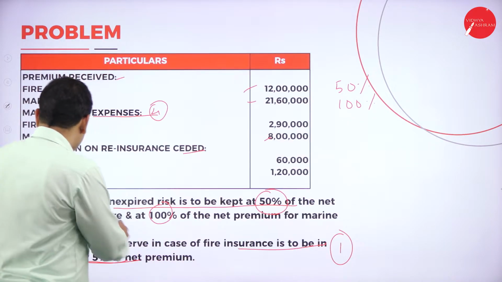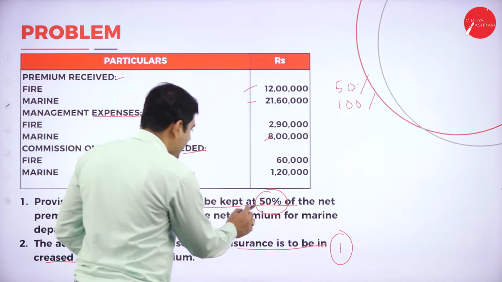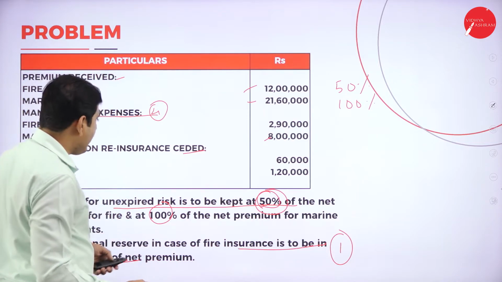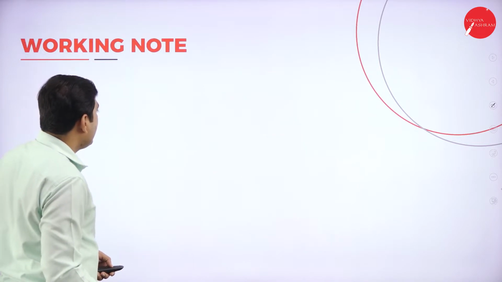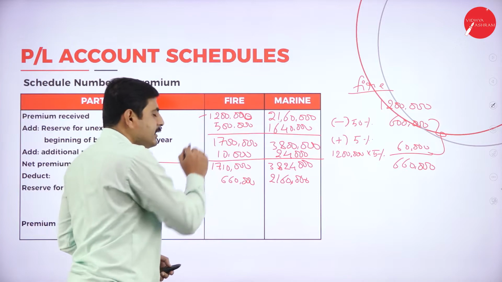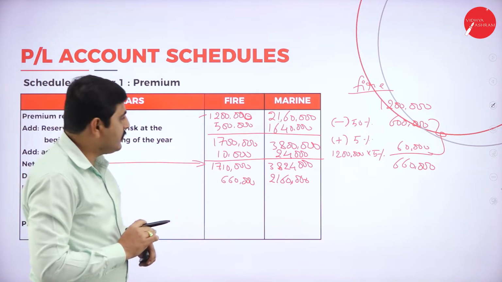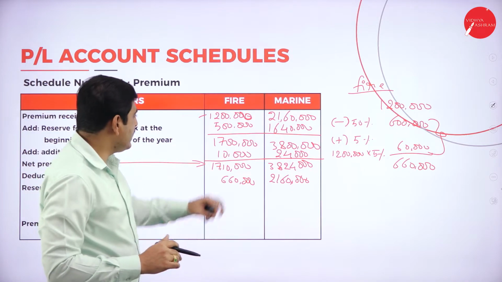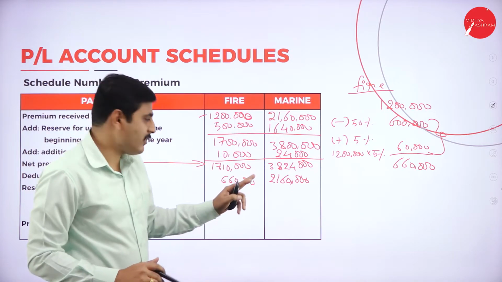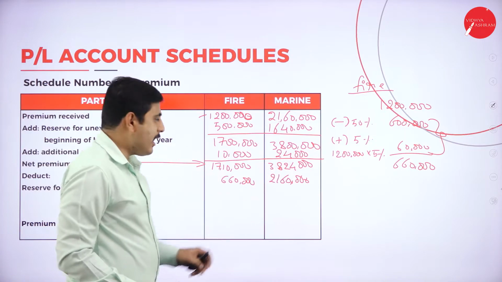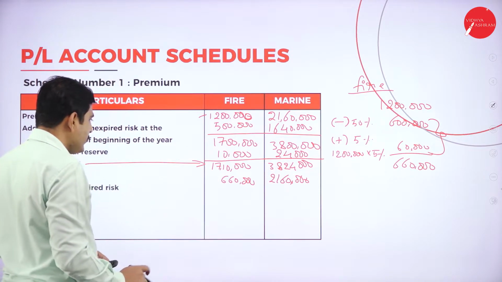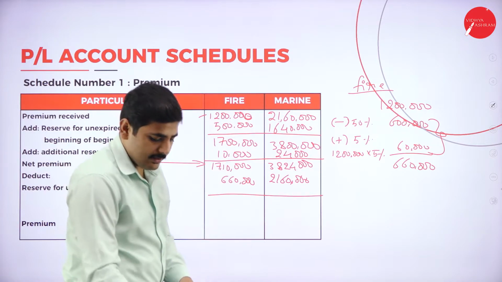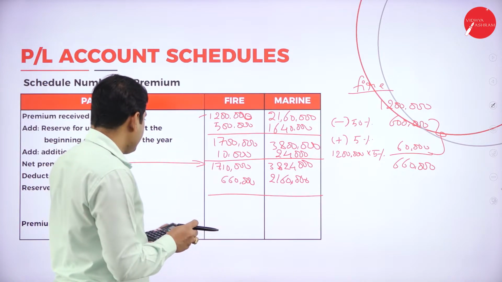See, provision for unexpected risk is to be kept at 50% in case of net premium. What is net premium? This is our net premium. Actual premium received, or total premium received, is 12 lakh rupees in case of fire insurance, and 21 lakh 60,000 in case of marine insurance. On this amount we should calculate the reserve, not on the closing balance. So deduct this. After that, whatever amount is available, that is the actual premium.